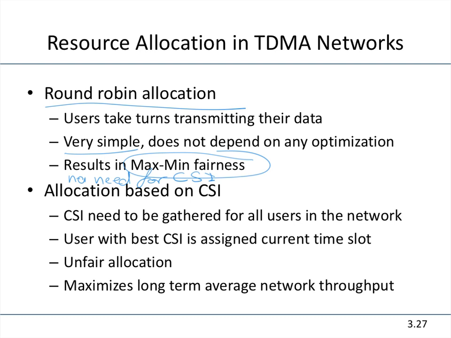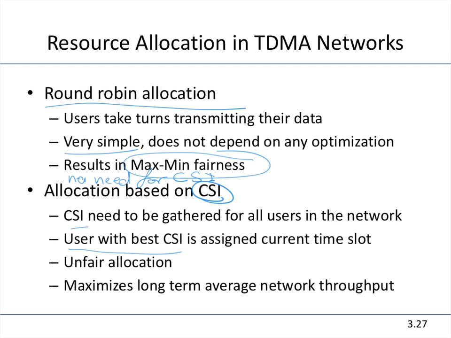Anything other than this requires channel state information, at least partially. Okay. So if I gather channel state information, the users with the best channel state information get assigned the time slot. If I do this, then I maximize the resource utilization. So that's the other extreme. We have round robin, which is absolutely fair, and we have allocating based on the best CSI.